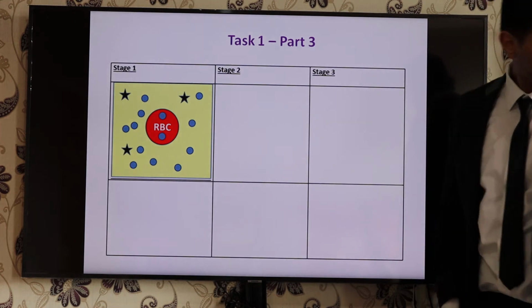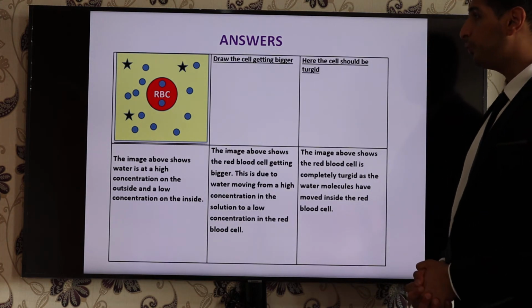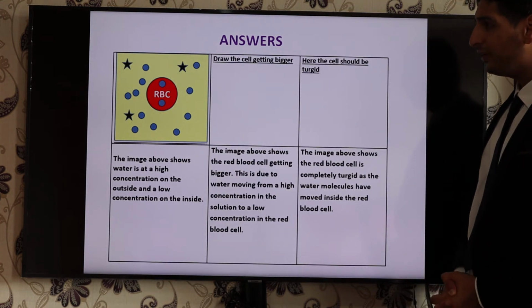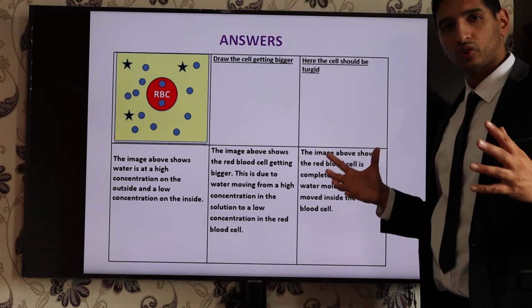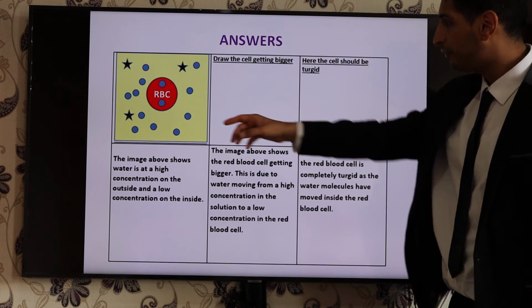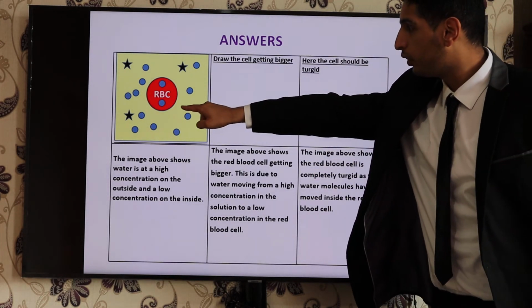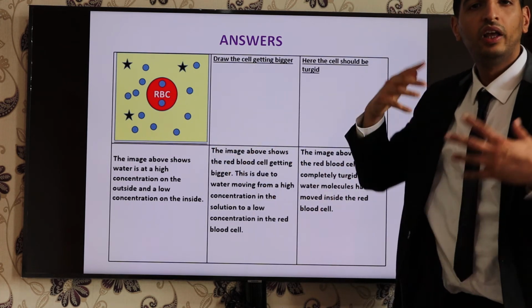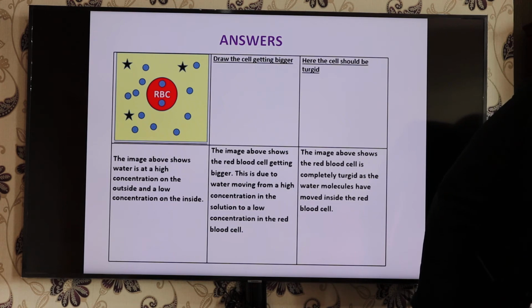I'll go over the answers. This red blood cell will massively increase in size, and what we say will become turgid. The reason is that this time there's more concentration of water on the outside rather than the inside. So this water solution over here will go from a high concentration to a low concentration within the red blood cell, therefore making the red blood cell bigger, or what we say turgid.